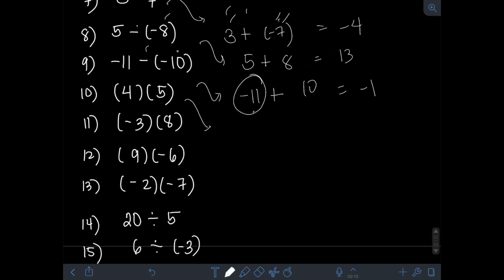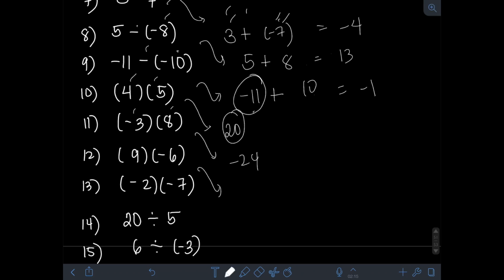Okay, so 4 times 5 daw. So, multiply muna natin, 20. And then, since pareho silang positive, positive din sagot natin. So, positive 20. Okay? Next, negative 3 times 8. So, 3 times 8 is what? 24. And then, since meron tayong isang negative tsaka isang positive, unlike signs, dapat negative yung product or negative 24.